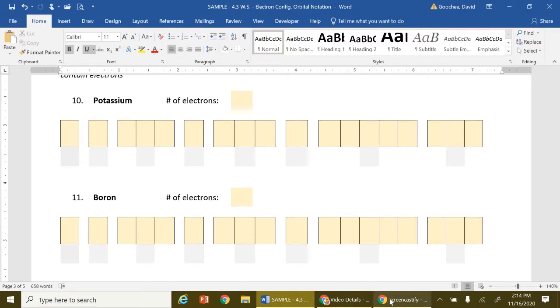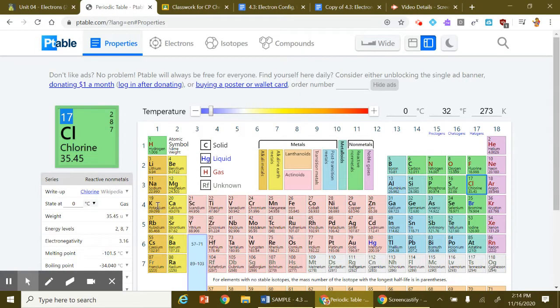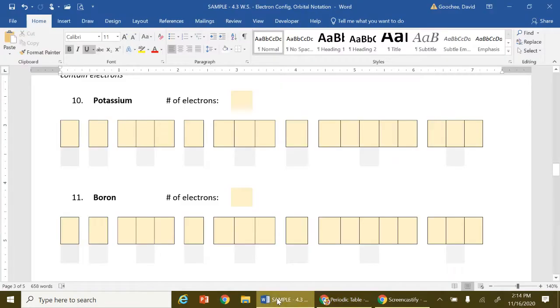So let's figure out the electron configuration of potassium. Okay, so go in here, take a look. Potassium is element K. It has 19 electrons.